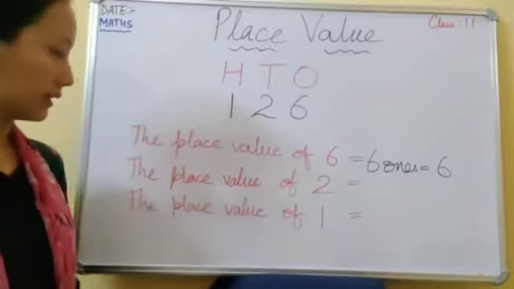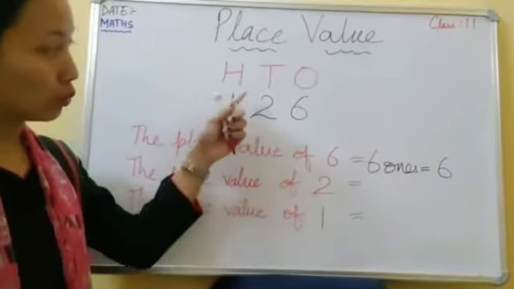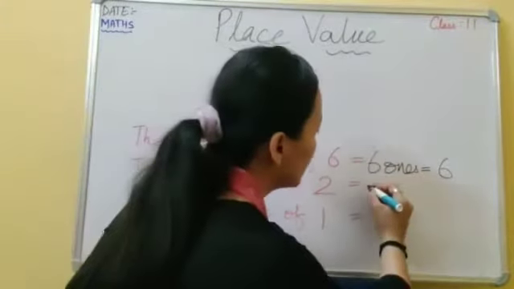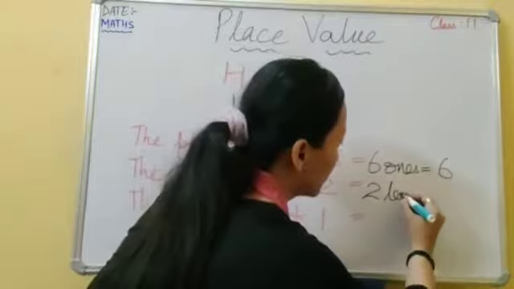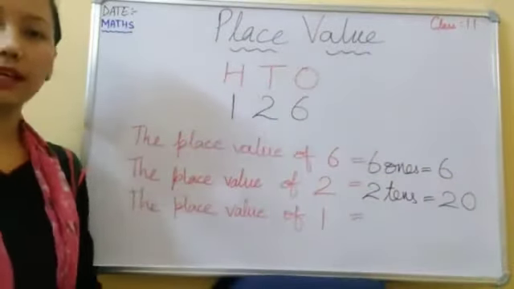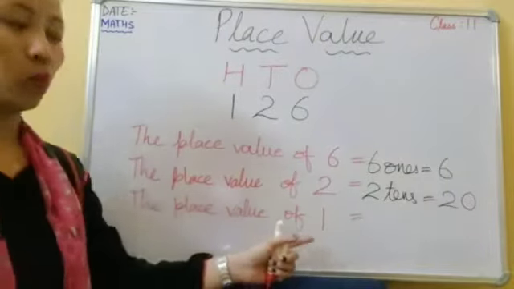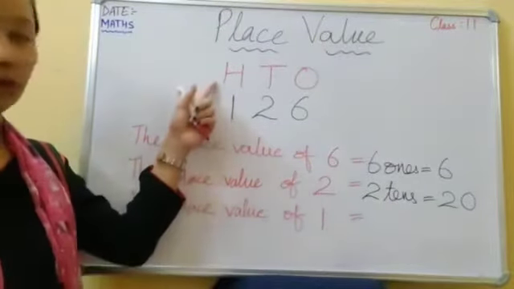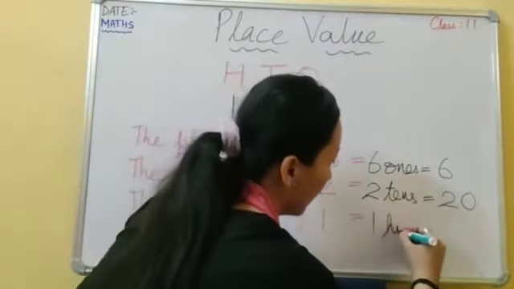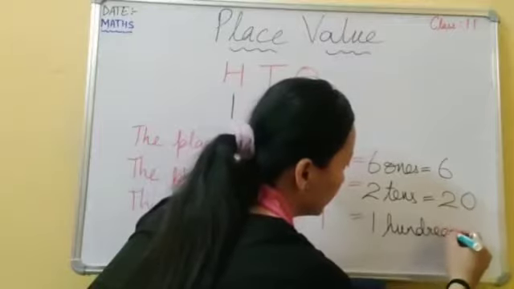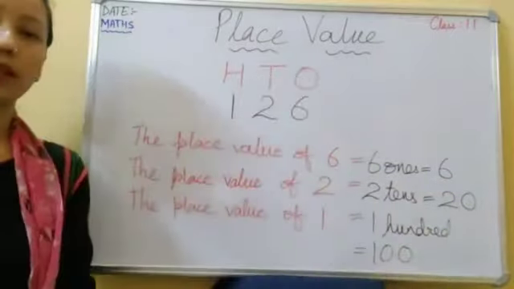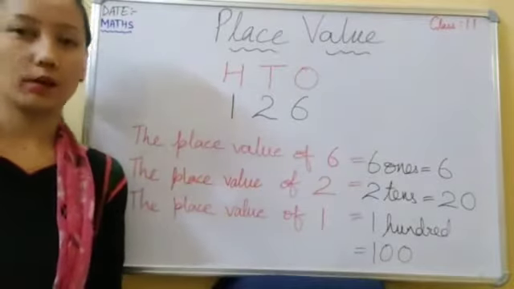Okay. Next, the place value of 2. 2 is under tens place. So write 2 tens or 20. Right. Next, the place value of 1. 1 is under hundreds place. Right. So write 1 hundred or is equal to 100. Okay students.